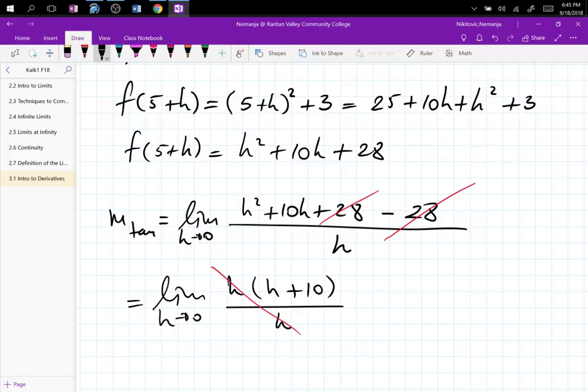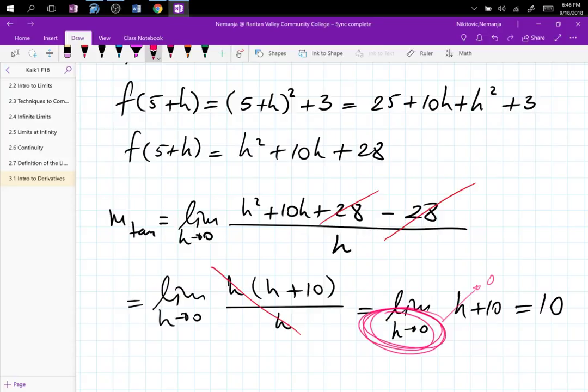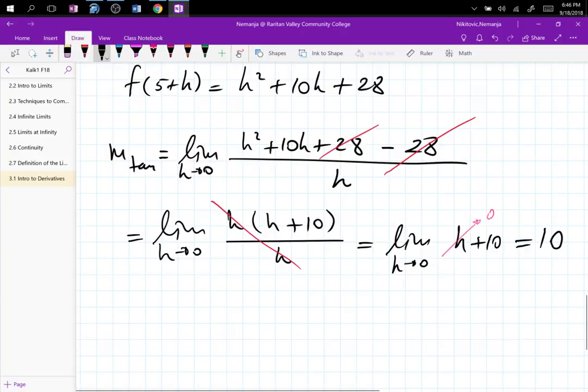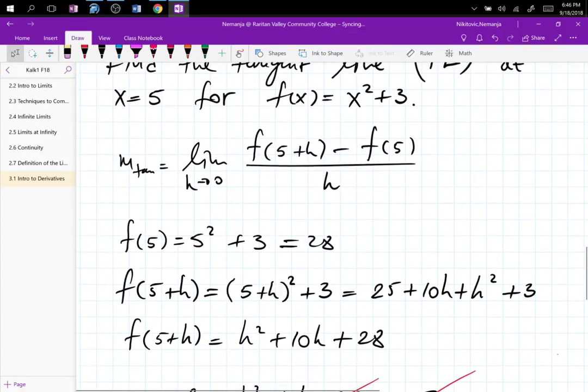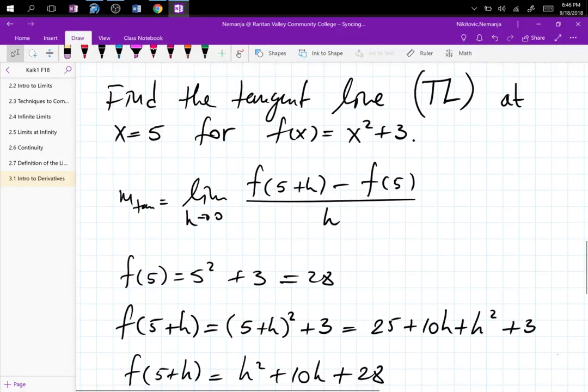So what do I get? I get a limit, h goes to 0, of h plus 10, which is 10, because h goes to 0. It says so right here. So in the end, the slope of the tangent line is 10. Now, this was done for the function x squared plus 3 at x equals 5.